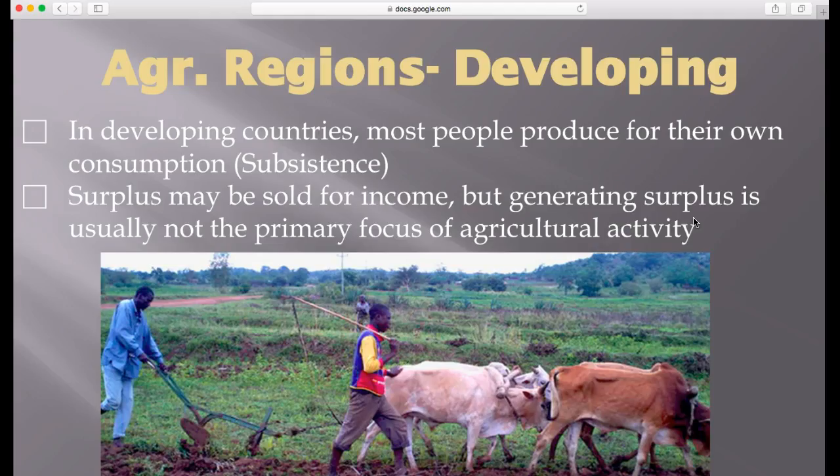In agriculture regions, the developing parts of the world, you're going to have people who produce mainly food for themselves or their family for consumption. This is going to be subsistence. However, they do sometimes have a surplus and they may sell that for income around the world or to local villages. However, the primary purpose of them farming is to simply feed their families.